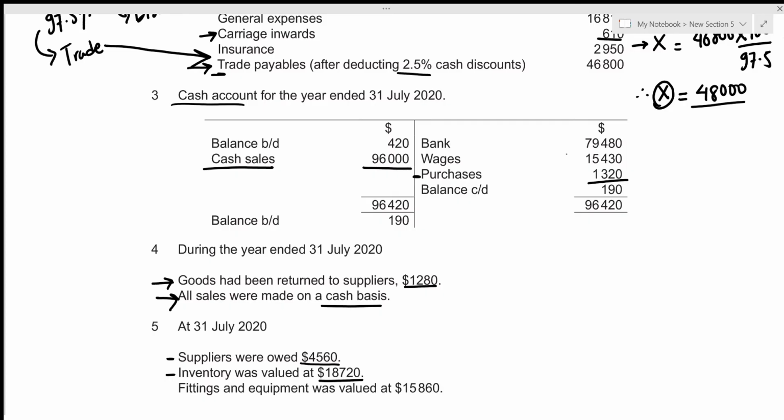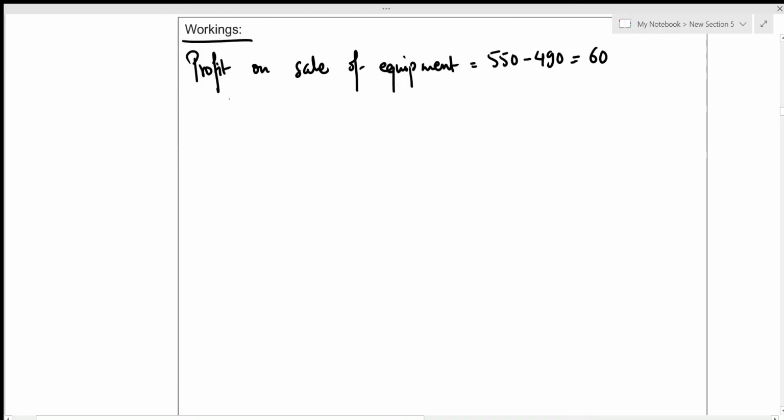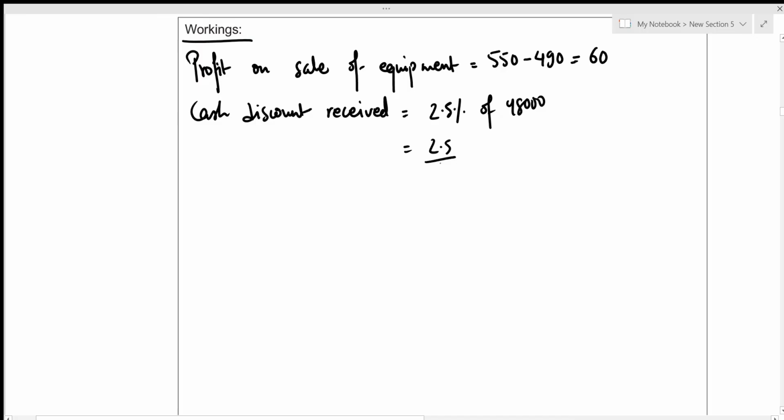Oh, all right, we had cash discounts of 2.5%, right? And the total amount was 48,000. So let's just figure out the cash discount. So cash discount received. That's going to be 2.5% of 48,000. So this is going to be 2.5 by 100 into 48,000, which gives the total discount received to be 1,200.